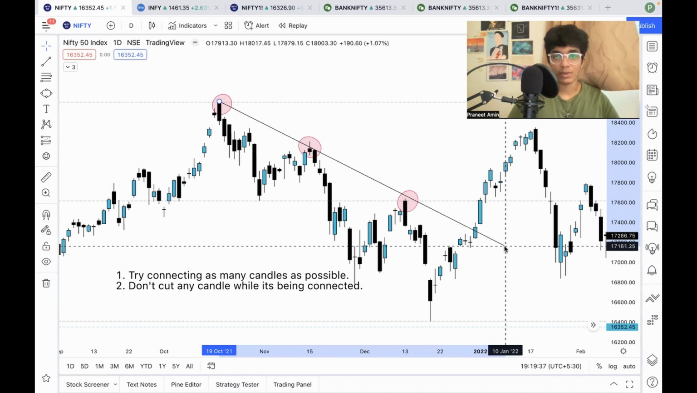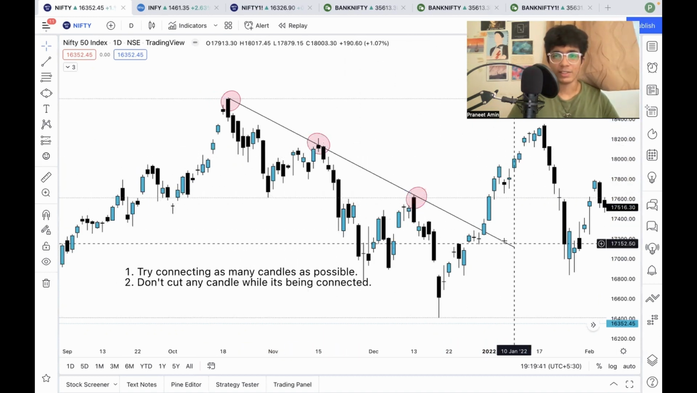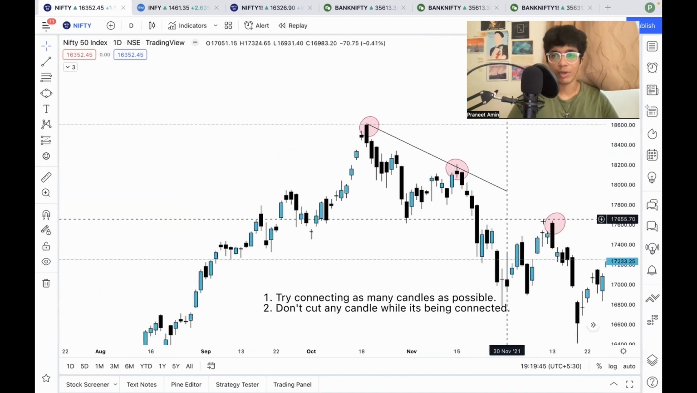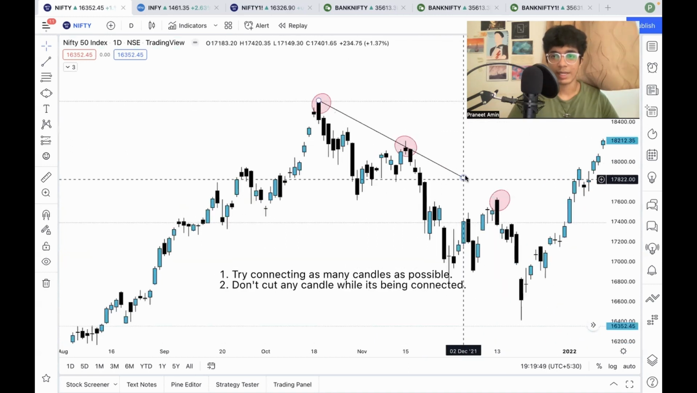So now look at over here. What's happened over here? Let's neglect this point. Let's think that we do the trend line based on just the first 2 points. All right, we take the first 2 points and we further extend it.